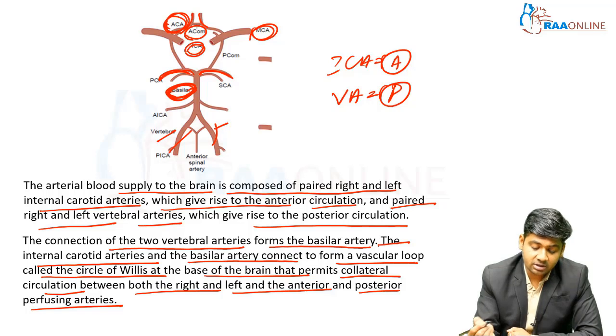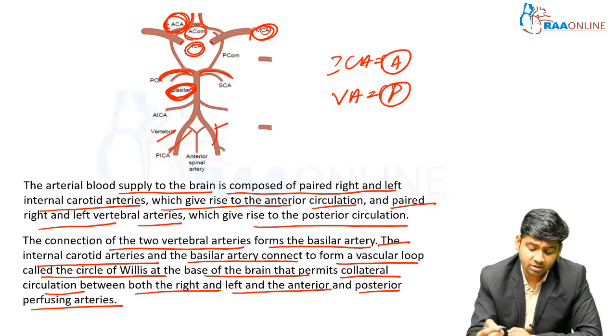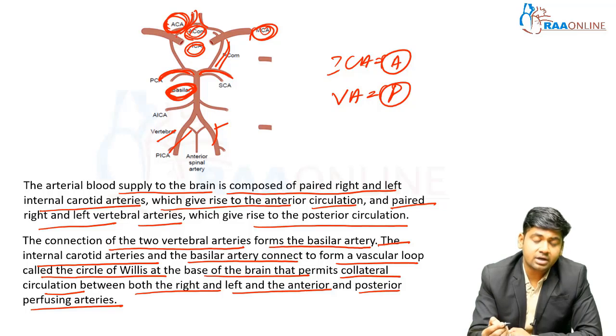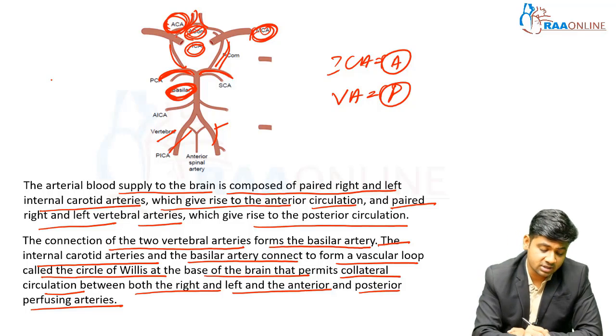It is the branch of the ICA. Here you can see the middle cerebral artery. They form a communication with the posterior communicating artery. So finally, the anterior cerebral artery, anterior communicating artery, posterior cerebral artery, posterior communicating artery, and middle cerebral artery form a vascular loop, which is known as the circle of Willis.